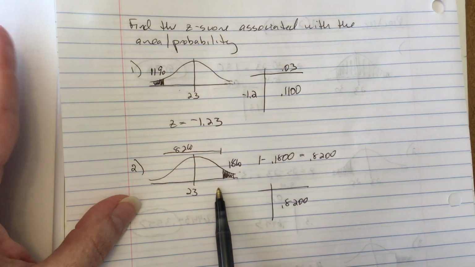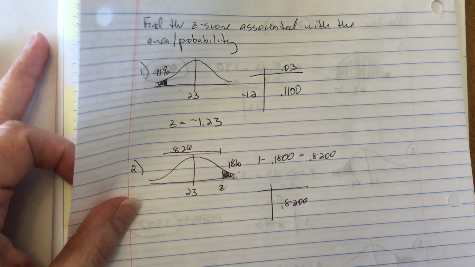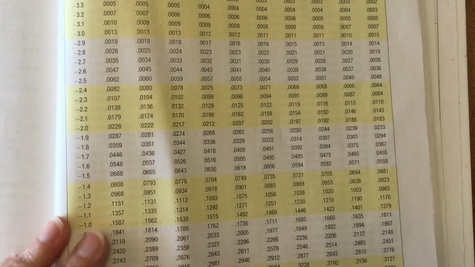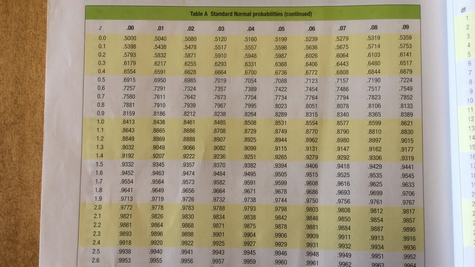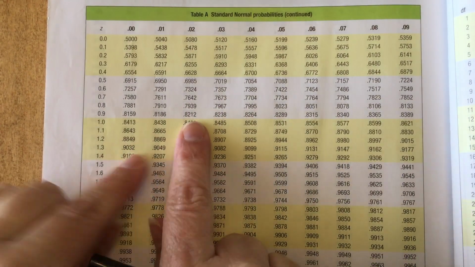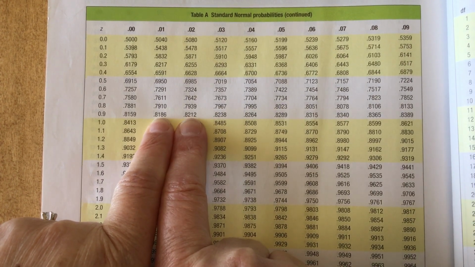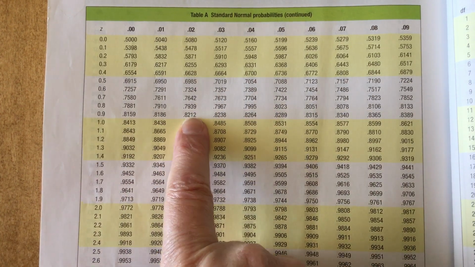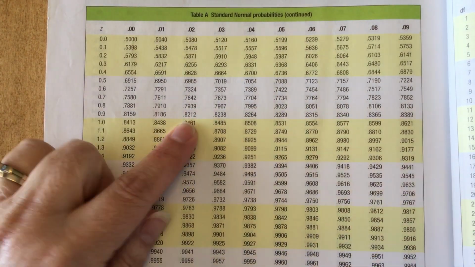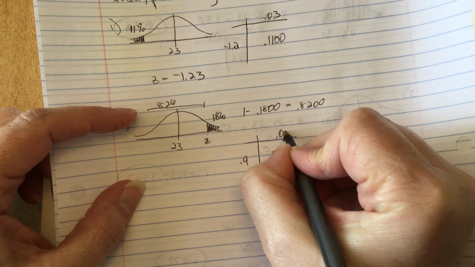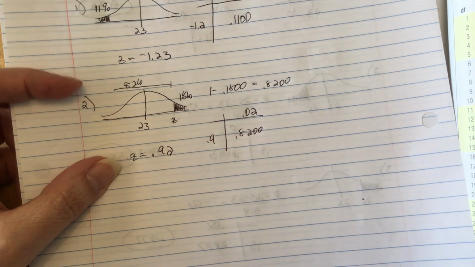Okay, and again, I know it's going to be a positive z-score because my shaded area is on the right. Okay, so I know this z over here is going to be positive. So let's go to the positive table and look up 0.8200. Here we go. Okay, so let's see. This one's only 12 units away, and this one is 14 units away. So this one is actually closer. So my z-score will be 0.92. Okay, so 0.9 and then 0.02. So my z-score is 0.92.